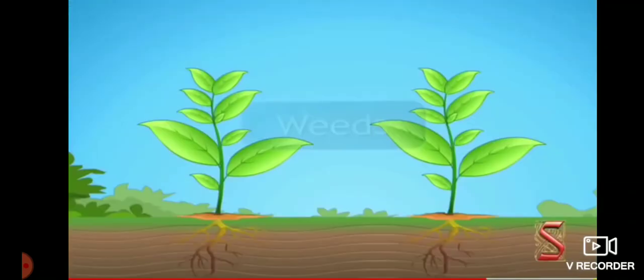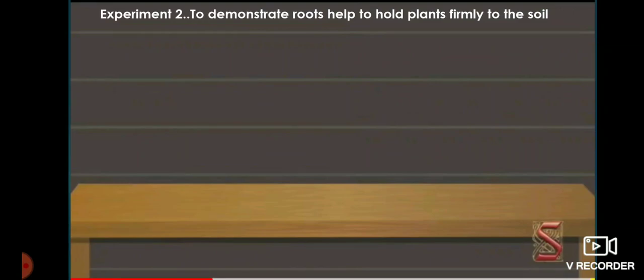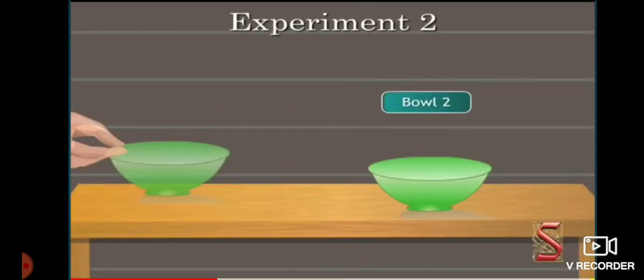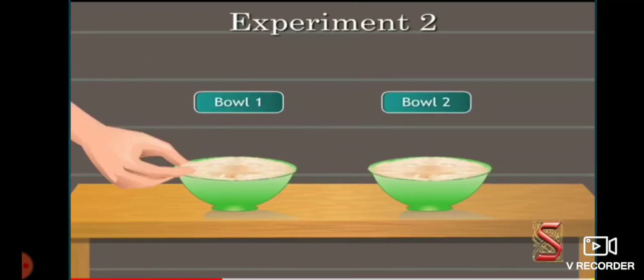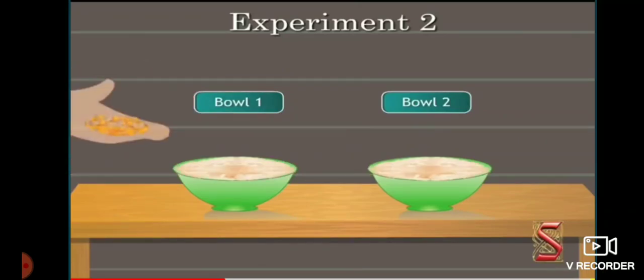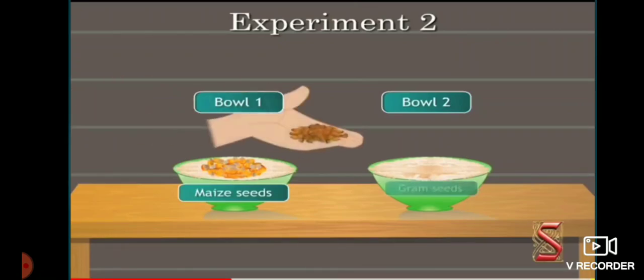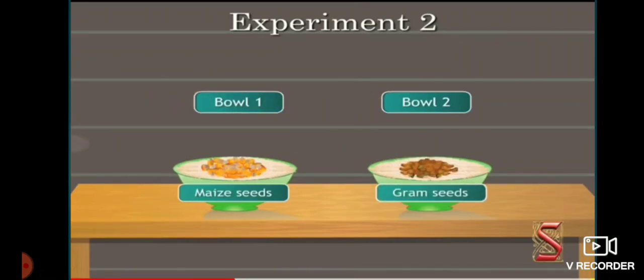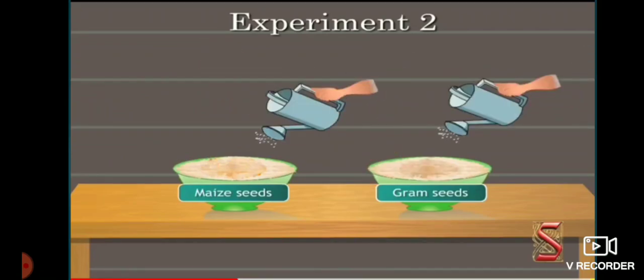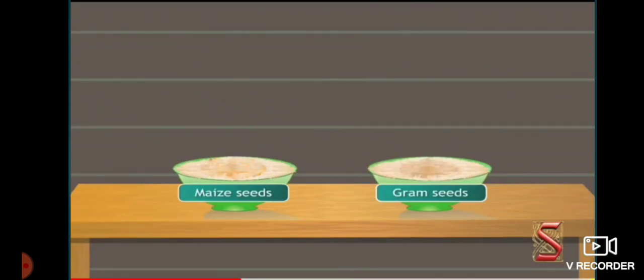Next experiment is to demonstrate roots help to hold plants firmly to the soil. For that, take 2 bowls, bowl 1 and bowl 2. Place wet cotton in it. Put maize seeds in bowl 1 and put gram seeds in bowl 2. Place a tissue paper over it.